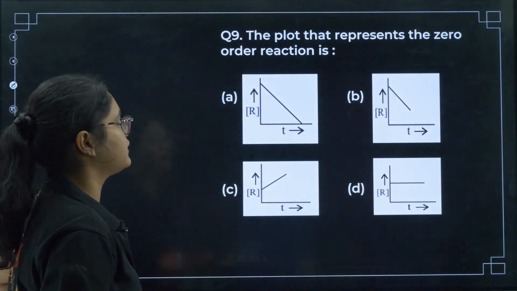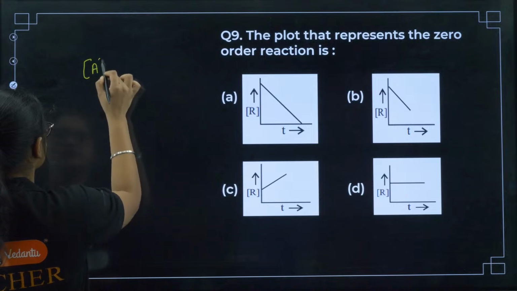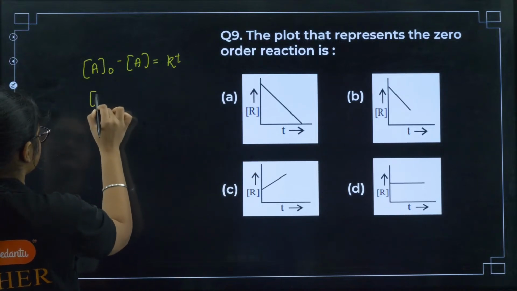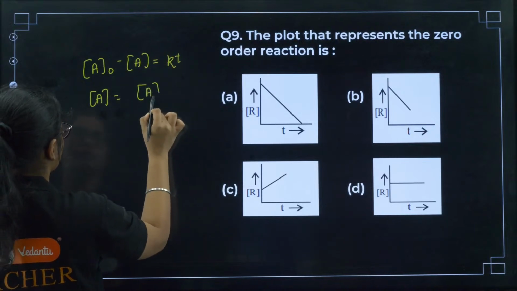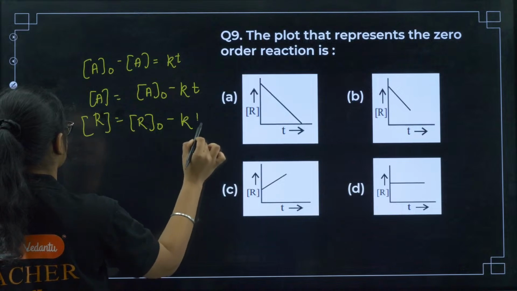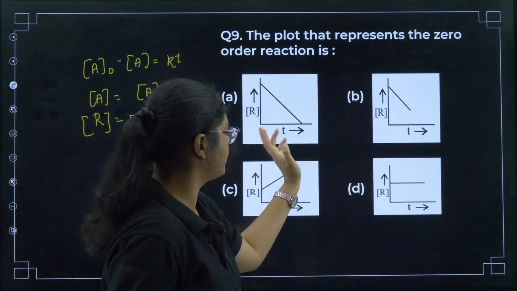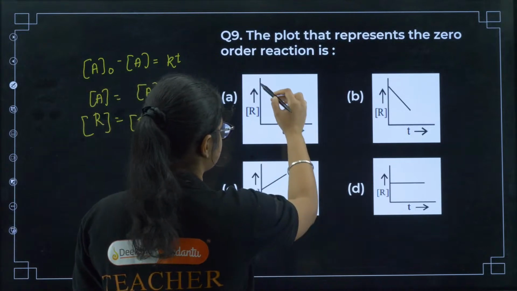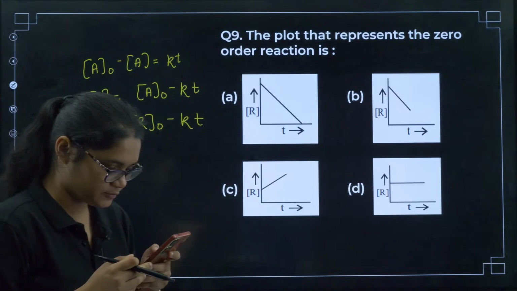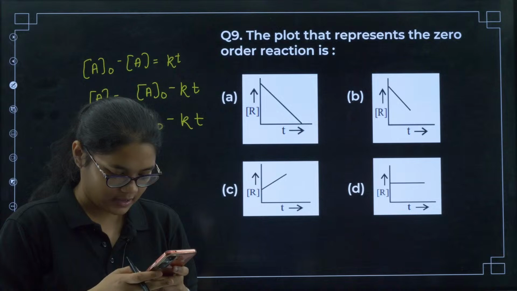Next, question number 9. The plot that represents the zero order reaction. So you have rate versus T. What is the equation we have for a zeroth order reaction? A0 minus A is equal to KT. So it is rate versus T, so I can write A is equal to A0 minus KT. So it is R is equal to R0 minus KT. Now you can see the negative slope is there, so we have a negative slope in these two equations. The difference is that this one is touching the graph, but this one is not. Can you tell which has to be the correct answer? Yes, all of you are saying B. There's a small confusion between A and B.